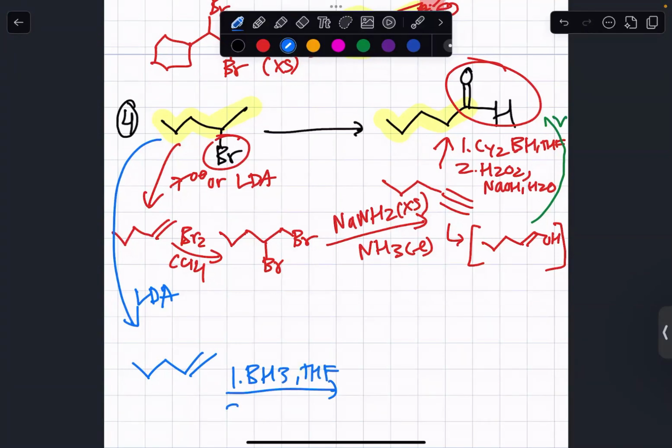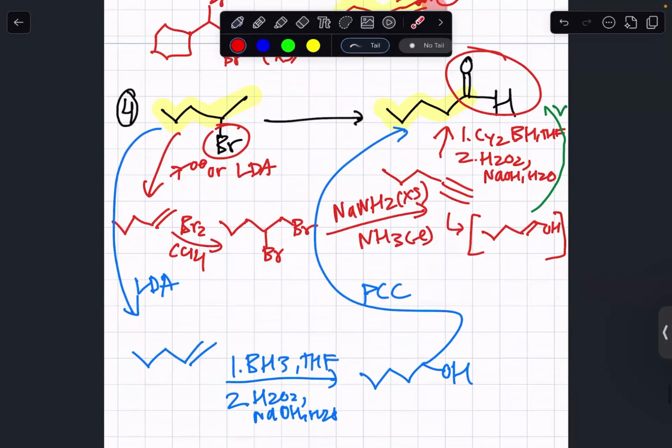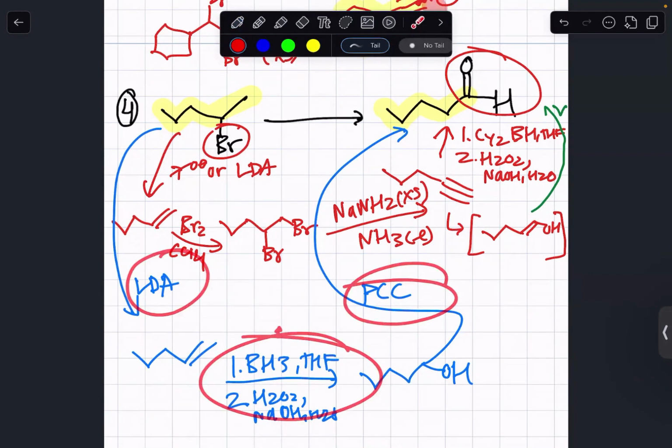At the less substituted side, right? With H2O2, NaOH, water. Get the alcohol right there. And then from this alcohol, we can use PCC to convert that primary alcohol into the aldehyde right there. Much faster, much higher yield, much more efficient synthesis. So this was midterm 1 reactions, right? 118A, 118B, midterm 1.